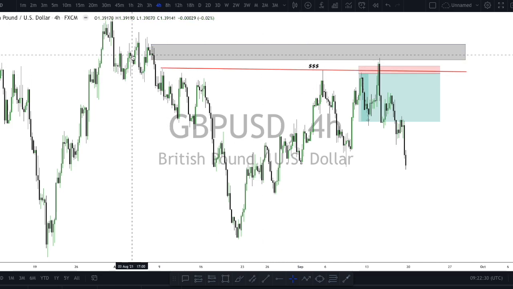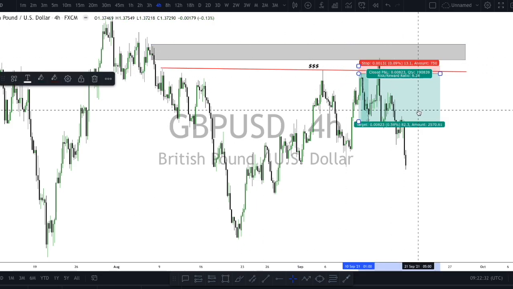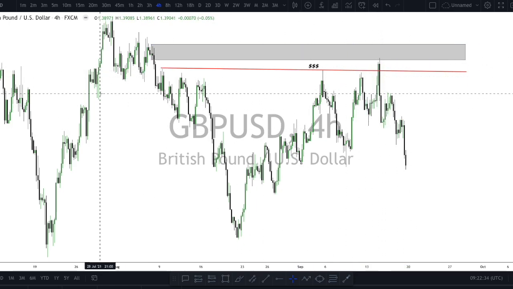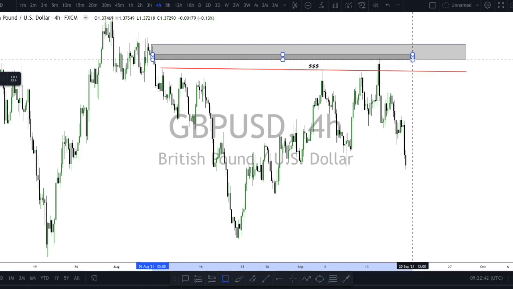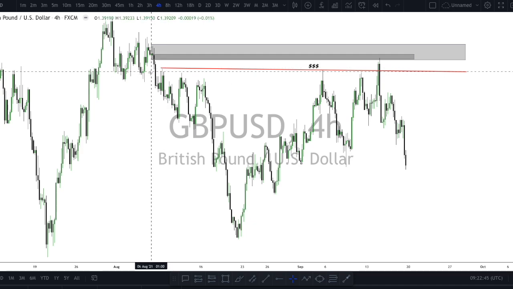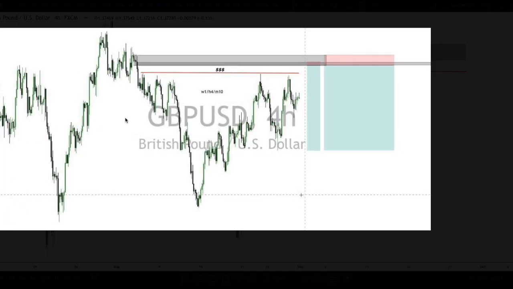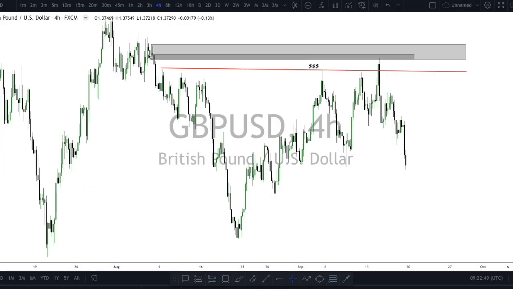So this is the reason why I have made this particular area my entry point. Don't forget, I refined this particular area in the lower time frame. I'm not going to do that in this particular video. I refined that area, as you can see, in the before chart where I was taking an entry from.